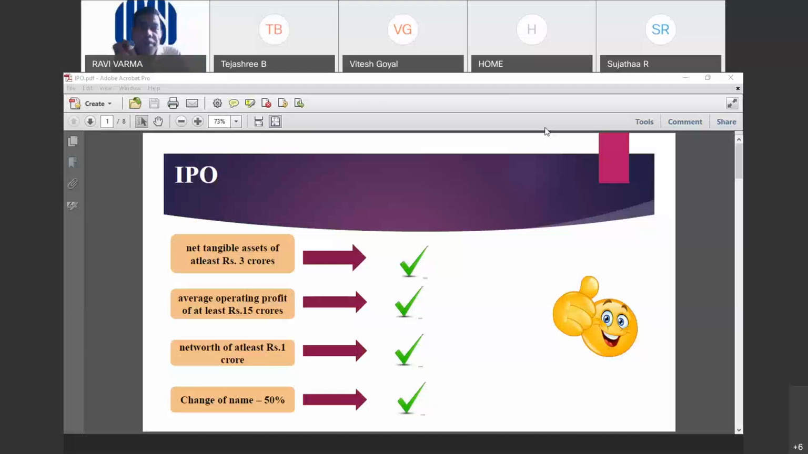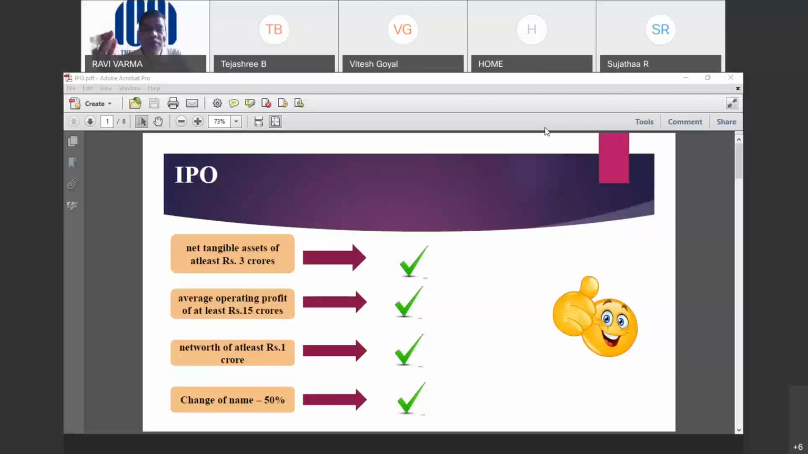So, sir, how will we remember these conditions? Just remember PAN. The P stands for profit, the A stands for asset, and the N stands for net worth. So, this is called PAN. I hope you all have written it. Very easy to understand three conditions: PAN, profit, asset, net worth.